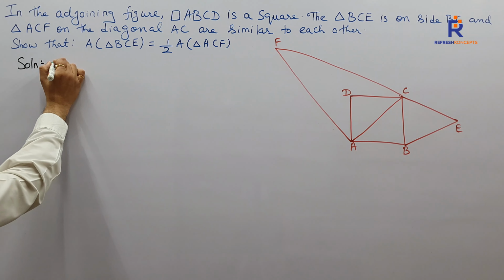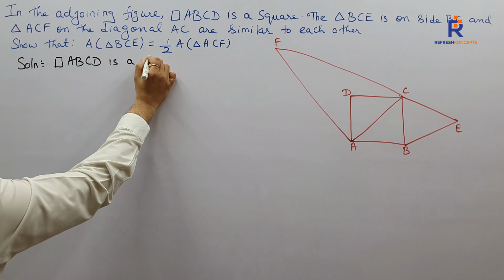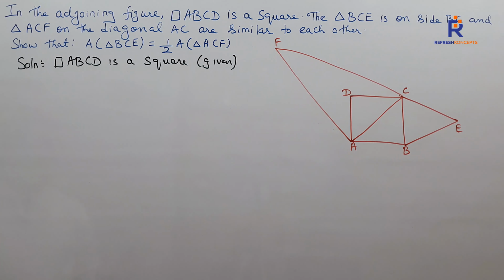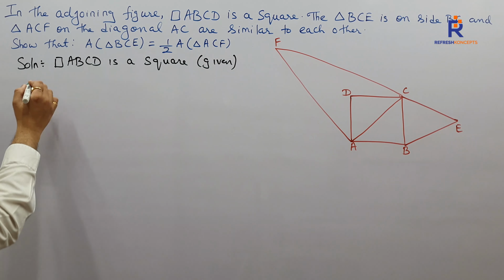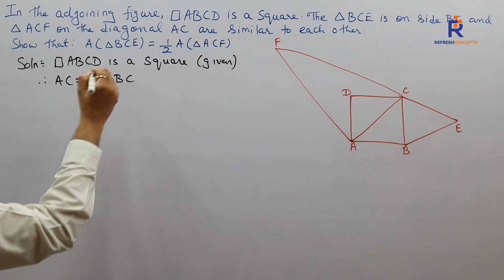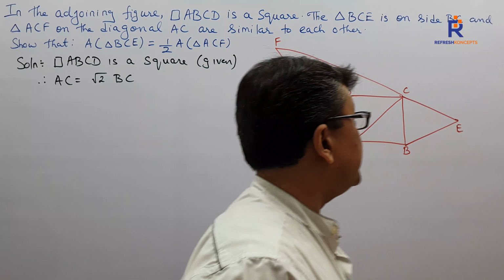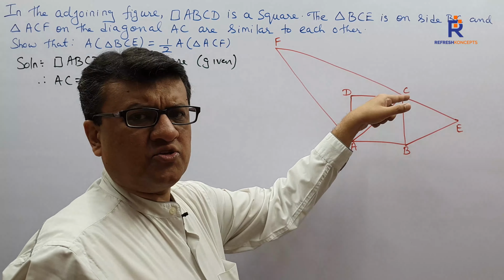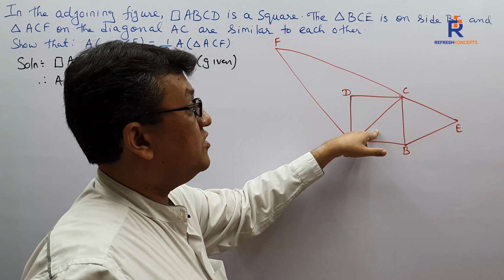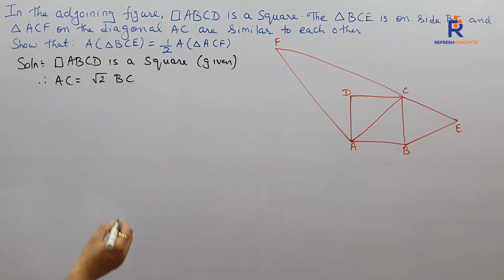Quadrilateral ABCD is a square. This is given to you, right? Can I say diagonal is root 2 times side? Therefore, AC is equal to root 2 times BC. Now the question arises, sir, why have you written AC is root 2 times BC? You could have written AB, AD, DC also. Quite interesting. But why am I writing BC? Because AC is one of the sides of this triangle, and BC is one of the sides of this triangle. So that was the relation which I wanted.